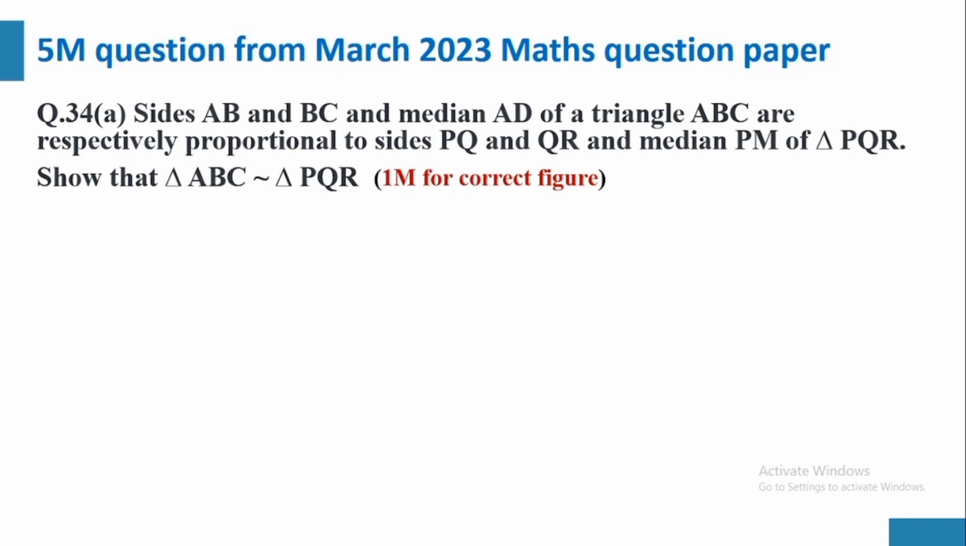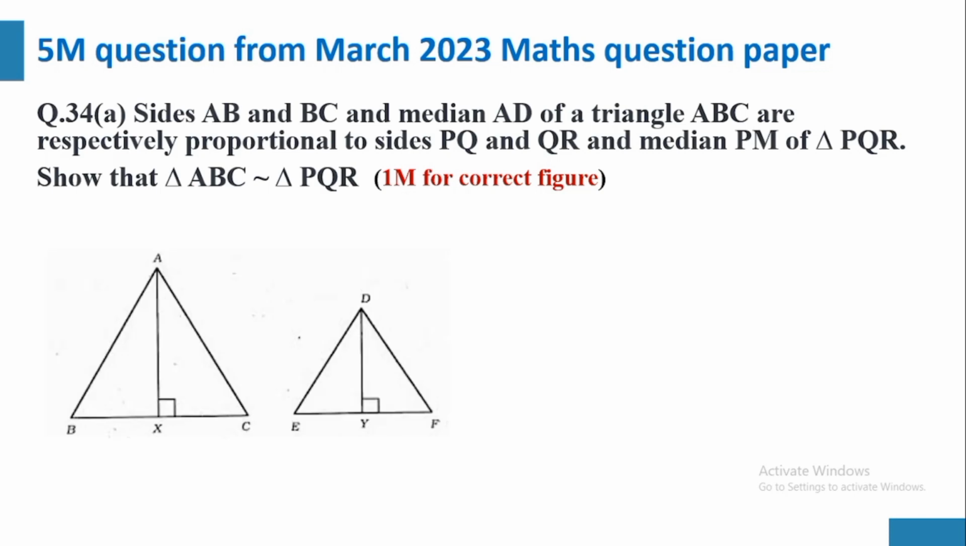For this question, which is asked for 5 marks, the figure was not given. You were supposed to draw the figure. And you know what? Many children had drawn this figure, children. The question is asked about two triangles whose median is given, and many children have shown this symbol. And because of that, the figure itself was wrong, and whatever solution was written after that was completely wrong. So, the correct figure is this one.